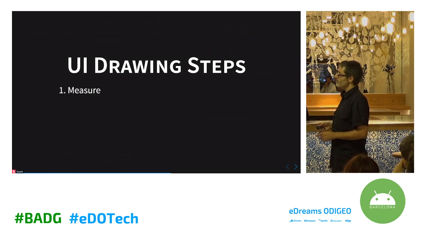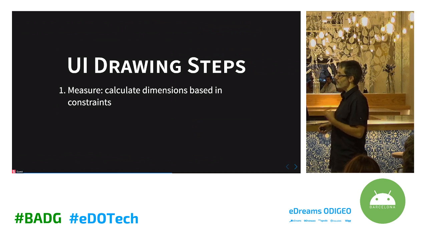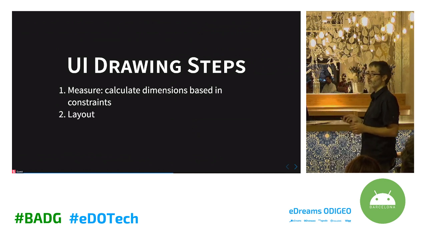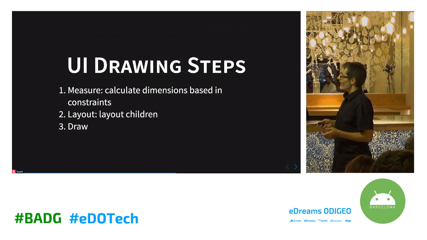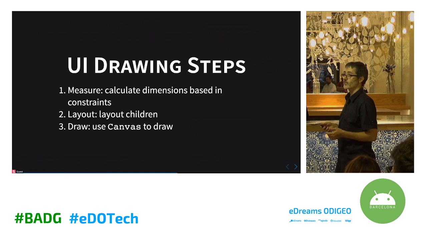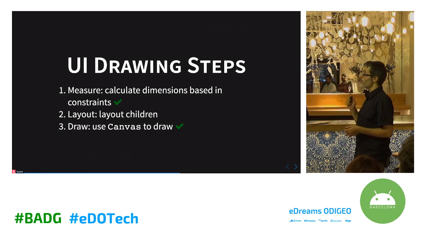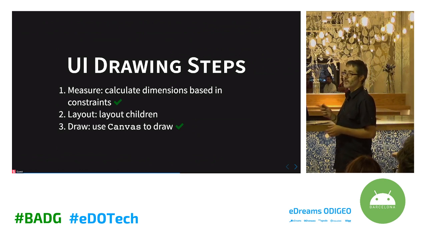Basically, drawing works, first of all, by measuring. We measure every view in the hierarchy, and the layouts will measure the sub-views inside of it. And with all this information, we lay out what will be drawn in the screen. And then we draw. In this case, we will use Canvas to draw. What we are interested in is in the measure and in the draw steps. The layout step would be for view groups, and we will not be seeing this.